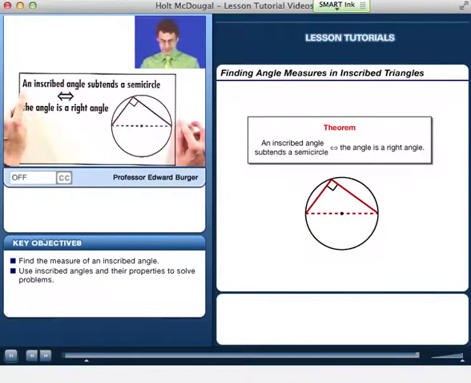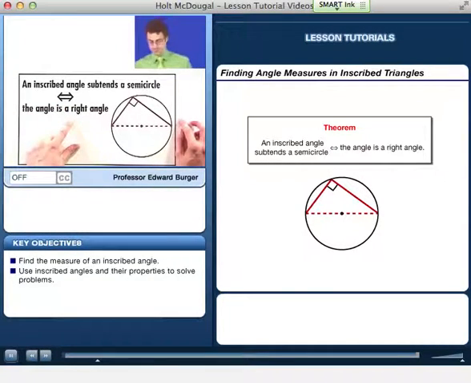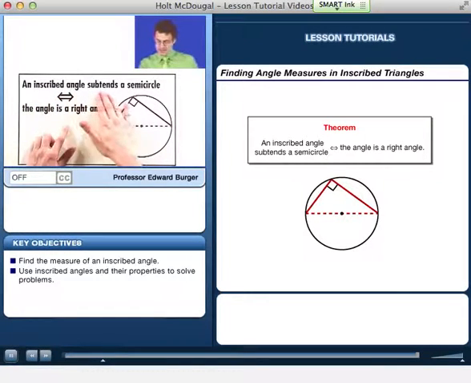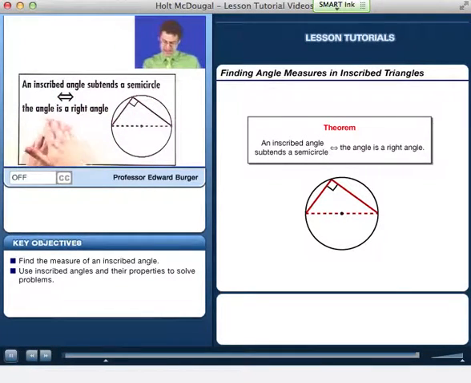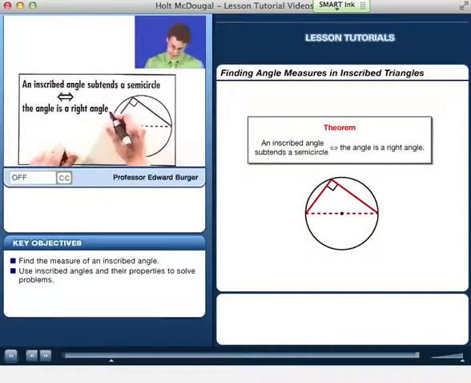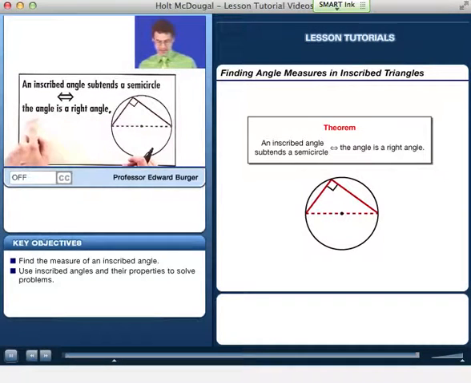It says that an inscribed angle subtends a semicircle if and only if the angle is a right angle. First of all, the if and only if means that if an inscribed angle subtends a semicircle, then the angle is a right angle. But also, the other direction is true, which is that if we have an inscribed angle that's a right angle, then in fact we subtend a semicircle. A lot of words, what does it mean?